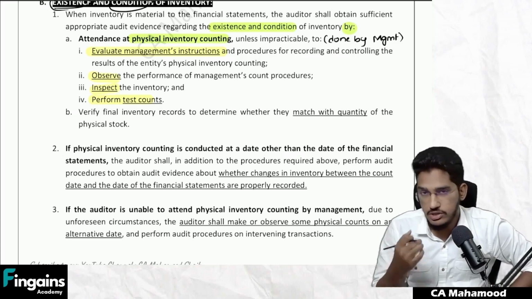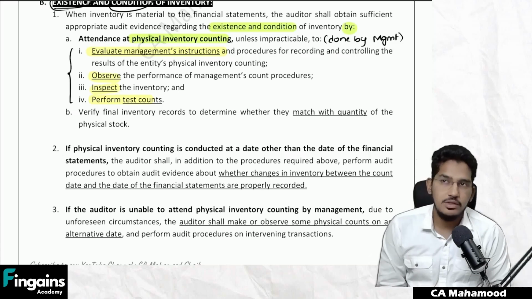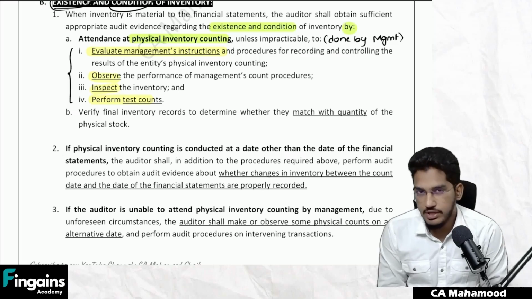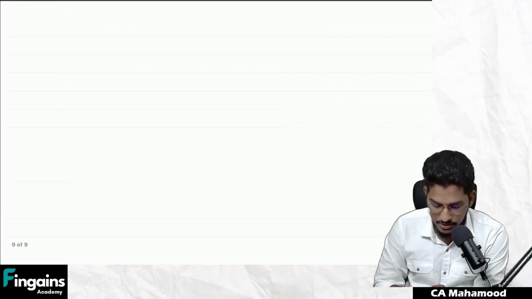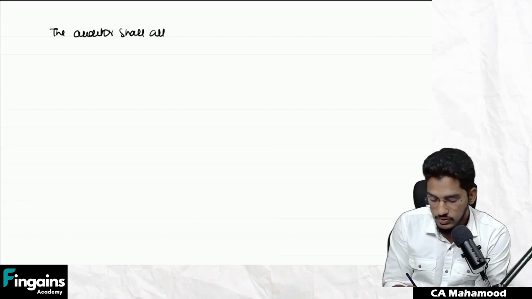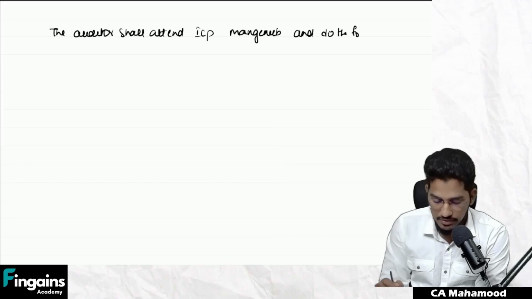See, there was one MCQ. When I record the lectures for case scenario based MCQs, you will find a question. In one of the RTPs or MTPs, I guess, in one of the case scenario based questions, they have asked an MCQ, and you will feel shocked how they have asked it. They asked something like this: the auditor shall attend the inventory counting process done by management and do the following. What should he do there? They have given 4 options.